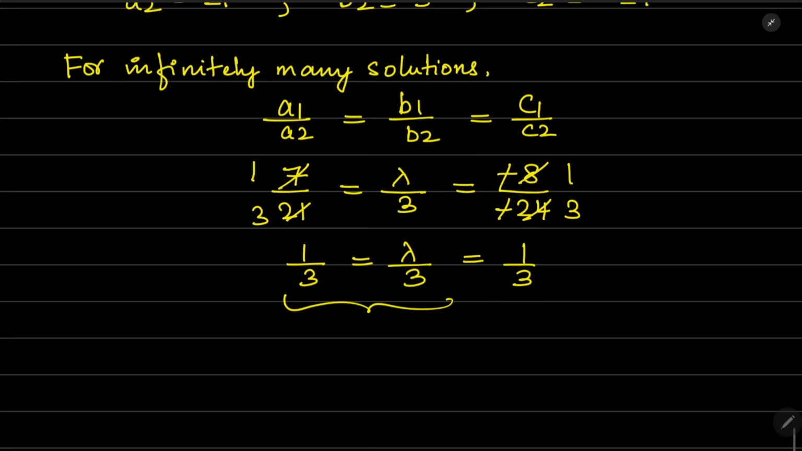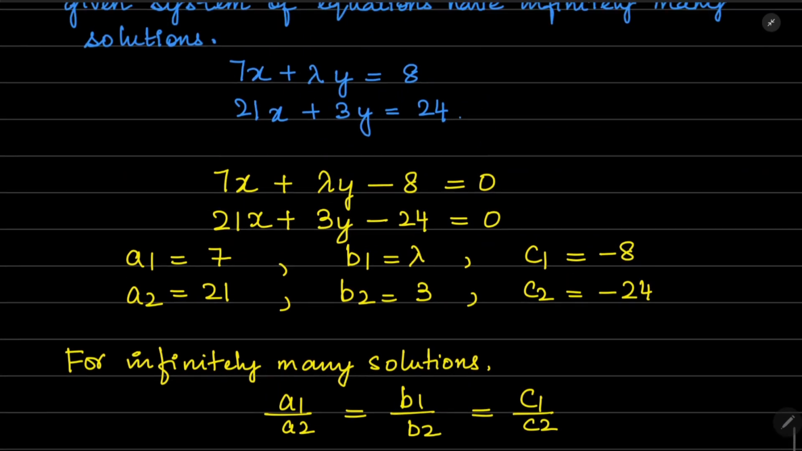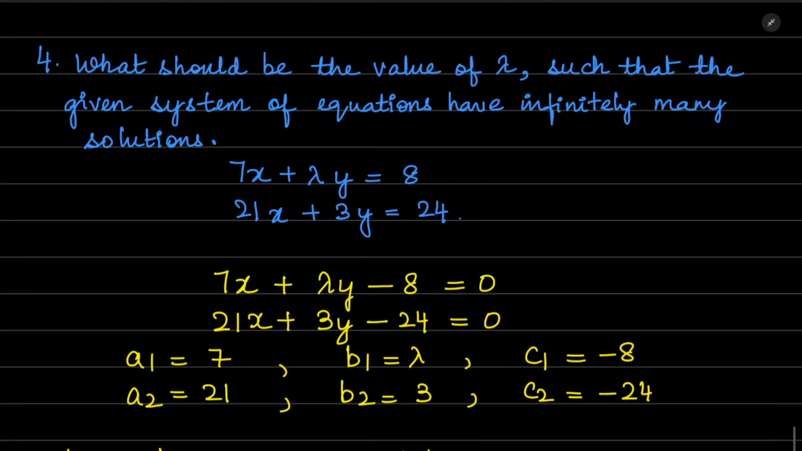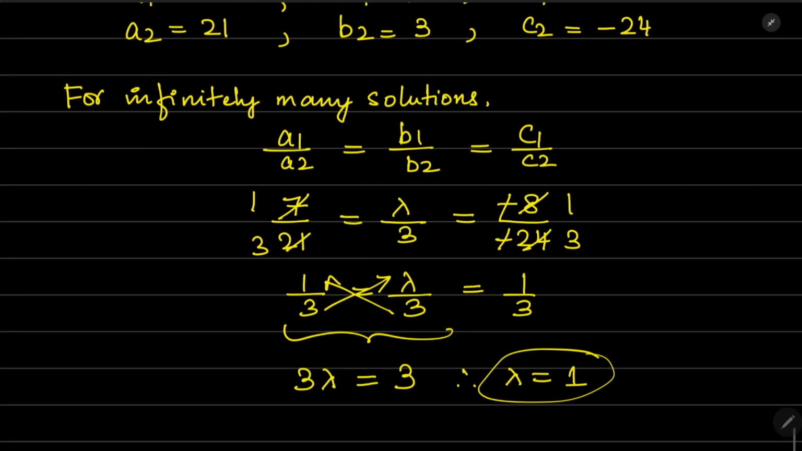You can take any two ratios and cross multiply. So what do you get? 3 lambda equal to 3, which means lambda equals 3 divided by 3, which is 1. So lambda is equal to 1 in order for this particular pair of equations to have infinitely many solutions. Remember this particular condition: for infinitely many solutions, all three ratios, a1 by a2, b1 by b2, and c1 by c2, all three have to be equal.